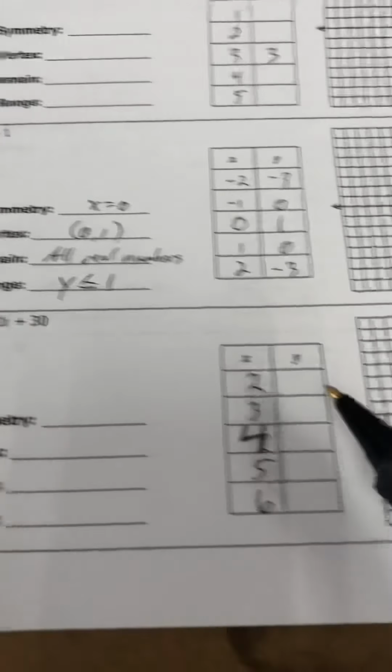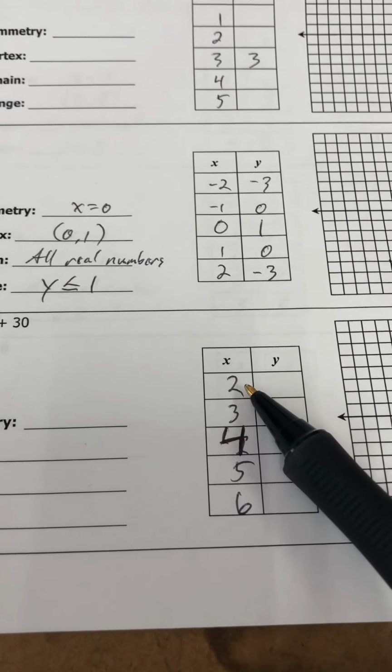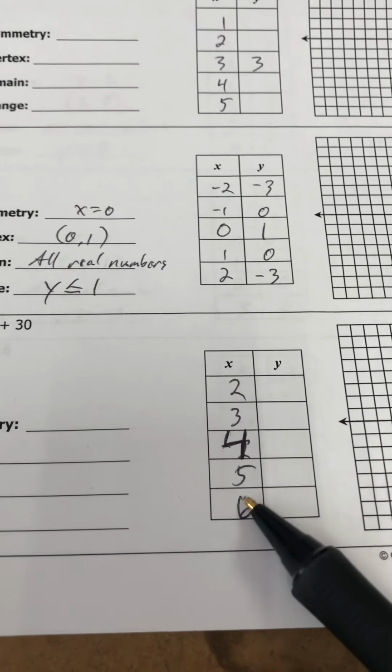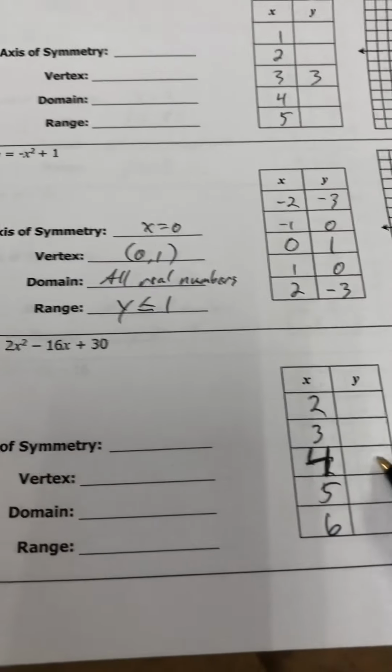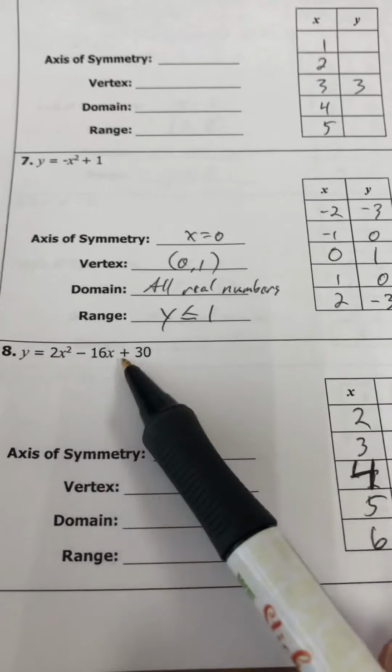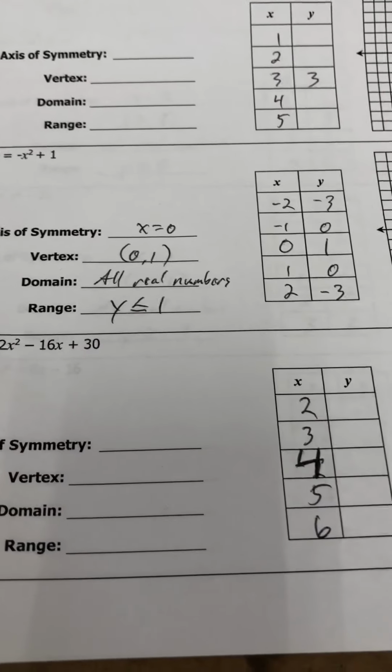And then number 8, I'm going to let you know that you should be using 2, 3, 4, 5, 6. 4 is going to be the vertex. You can figure out the other half by just plugging in 4 to your x values, and then graphing it.